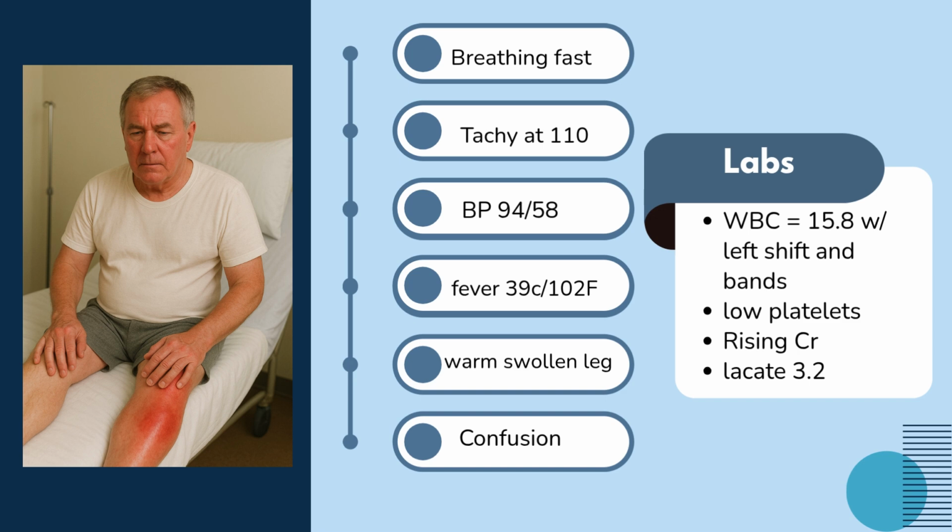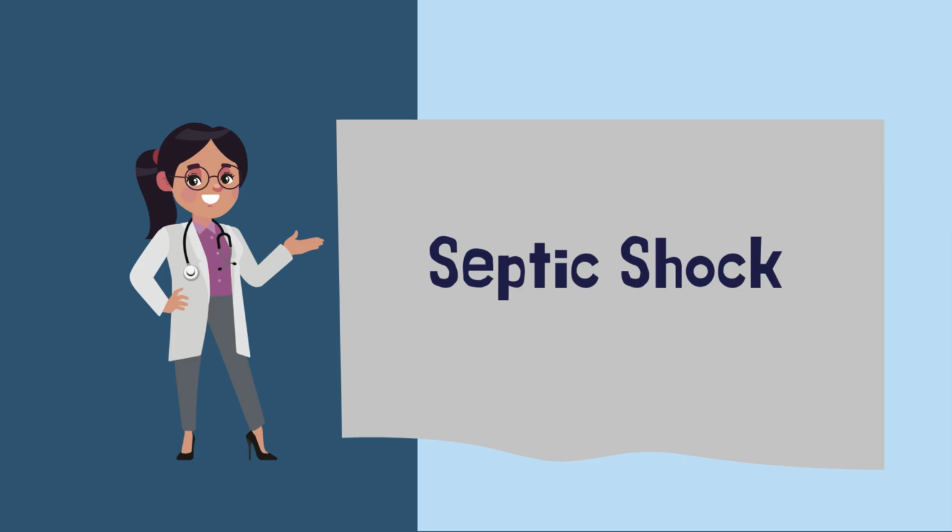You order blood work, and his white count is 15.8 with a left shift with some bands. His platelets are low, and in comparison to his already high creatinine, his creatinine is rising, and his lactate is at 3.2. This is where you start getting worried and think maybe this is septic shock. So let's talk through what septic shock really is, what's happening in the body, how to spot it, and how to fix it before the organs start shutting down.